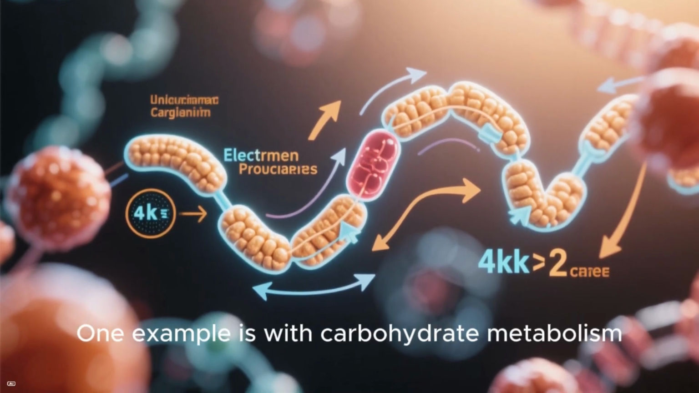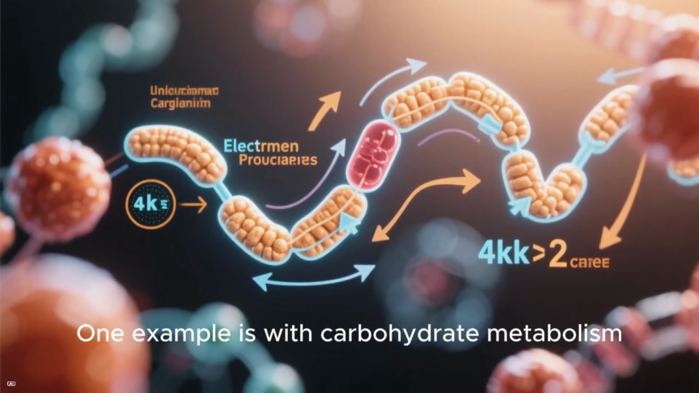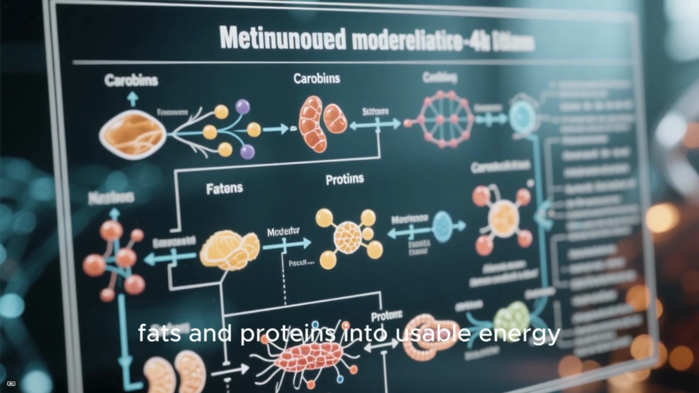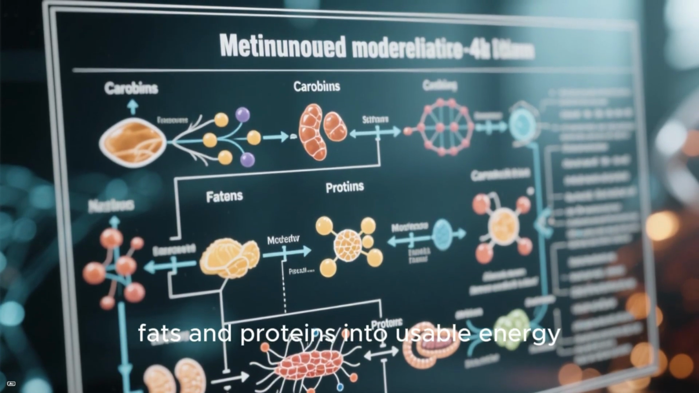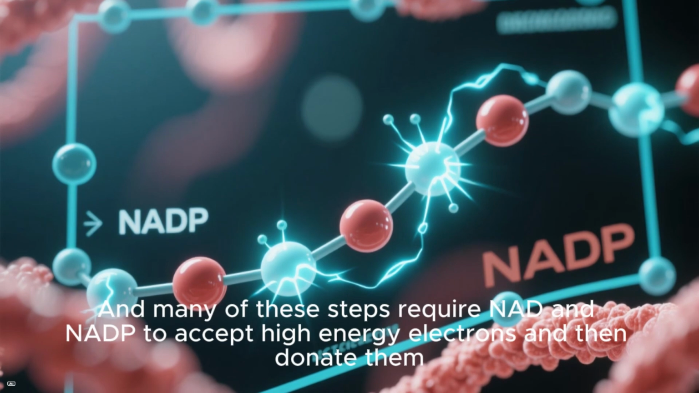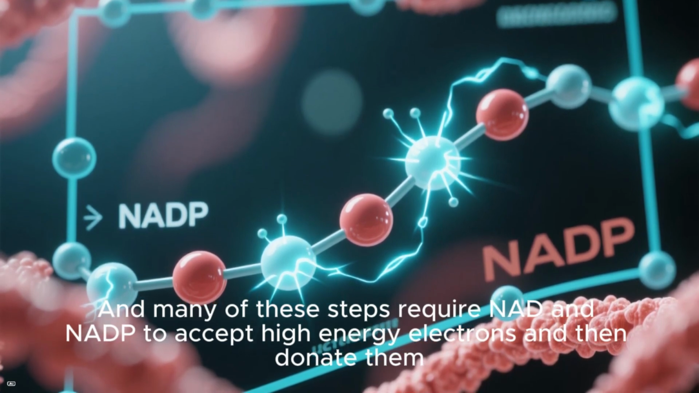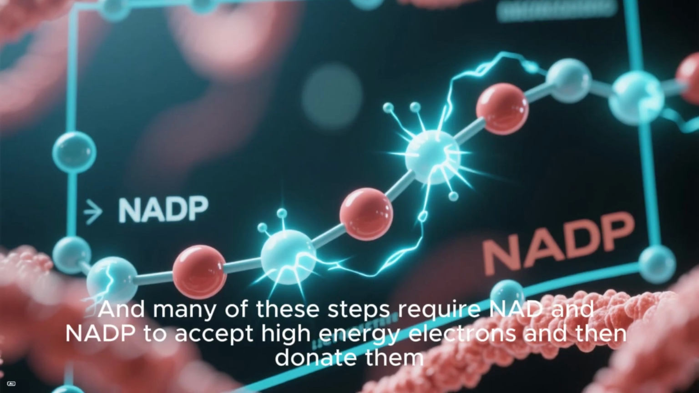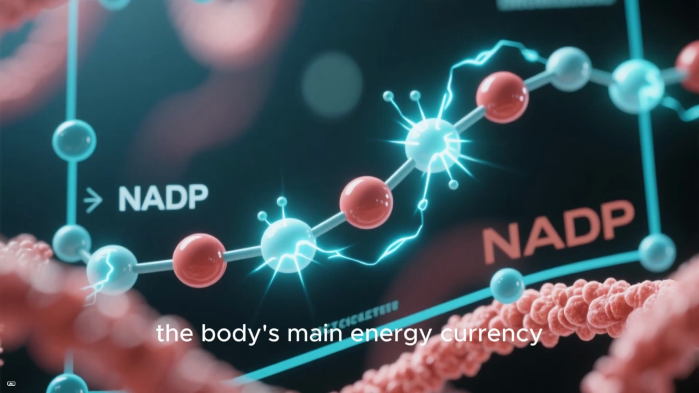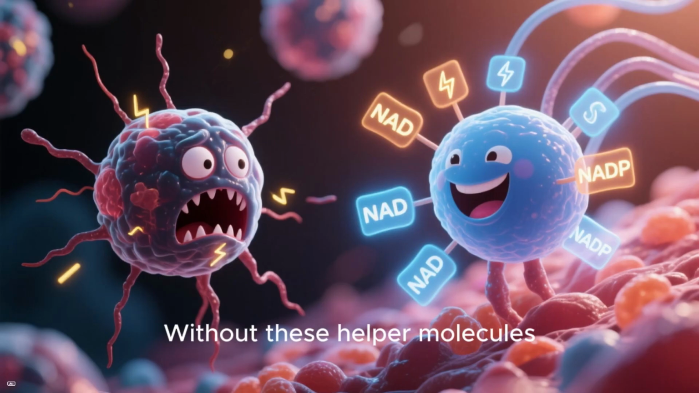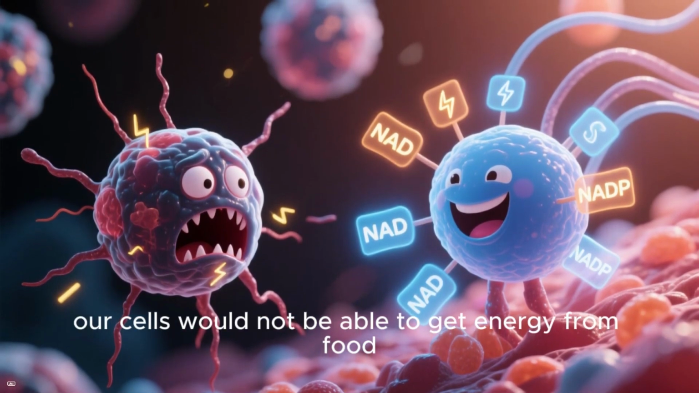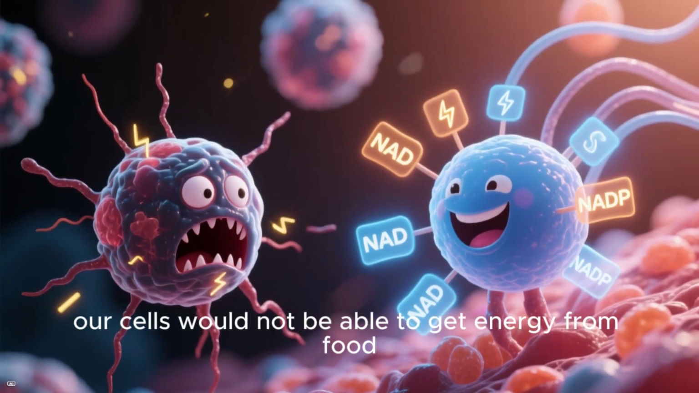One example is with carbohydrate metabolism. In order to break down carbohydrates, fats, and proteins into usable energy, several steps are involved. And many of these steps require NAD and NADP to accept high-energy electrons and then donate them to the next molecule in line to make ATP, the body's main energy currency. Without these helper molecules, our cells would not be able to get energy from food.